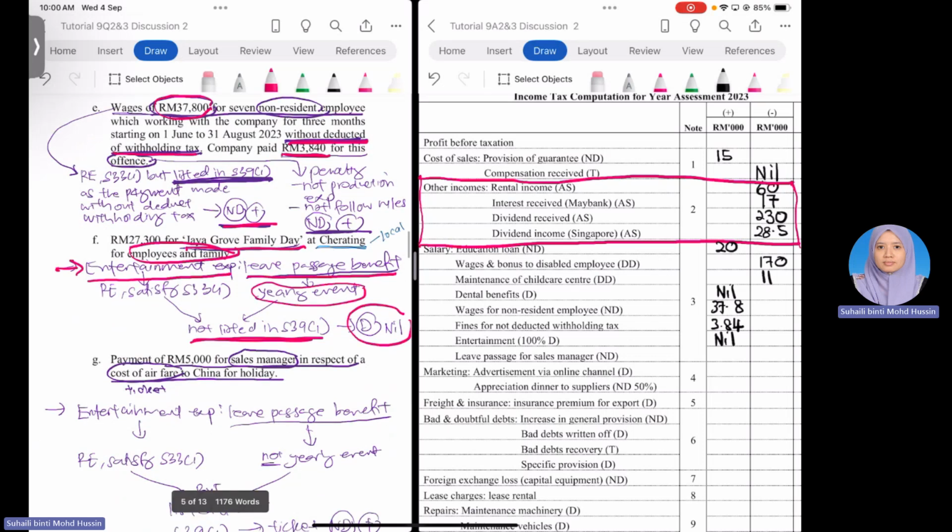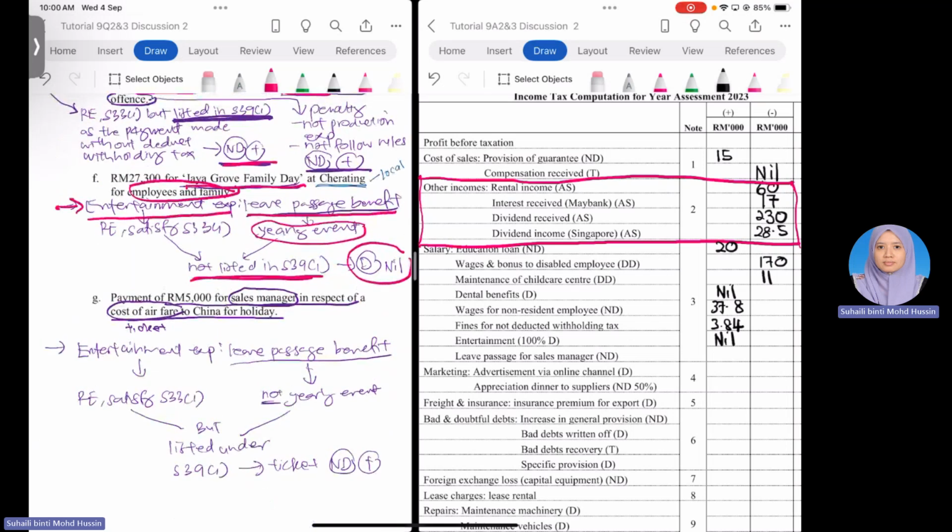Okay, right. So number 3G is another entertainment expense, when the company paid 5,000 ringgit for the holiday package to their sales manager, for the cost of the ticket. So this is also called entertainment expenses. When the company paid for the ticket cost for their sales manager, this is also entertainment expenses.